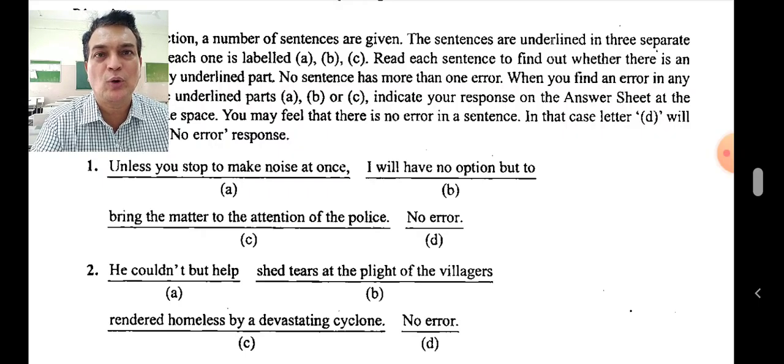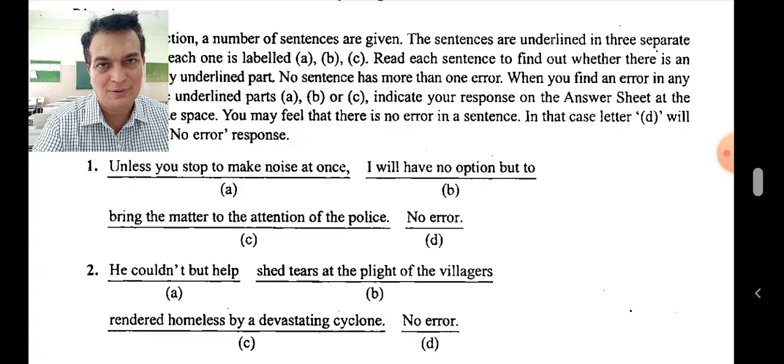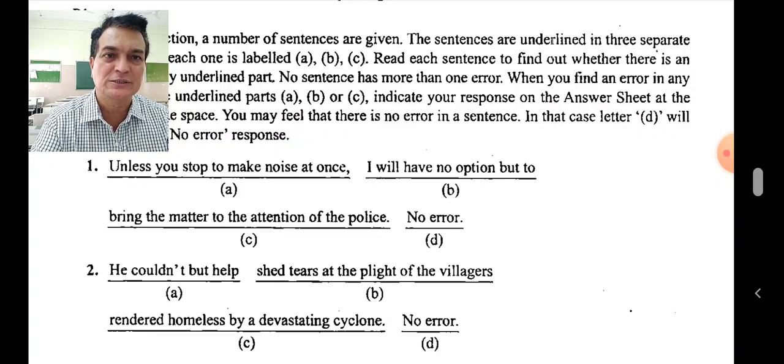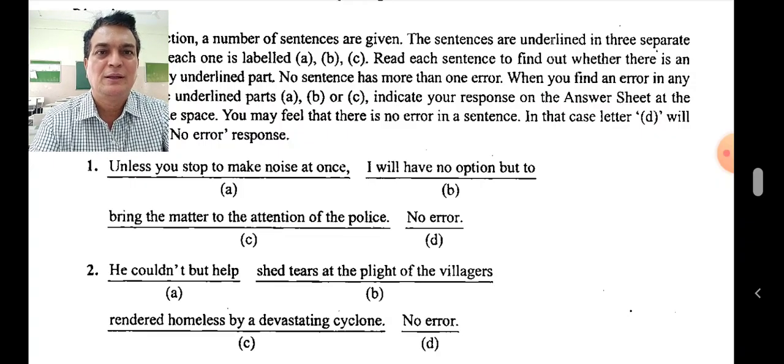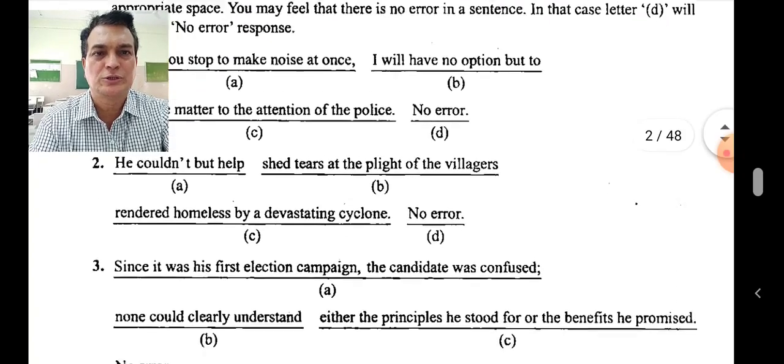So therefore, what is the right answer? A is the right answer. So you should know what is the order in the case of a clause or a sentence. First it will be subject, then it will be verb, and then after that what should come there, you should know that. So he couldn't help but shed tears at the plight of the villagers. Let's move on to the third question.